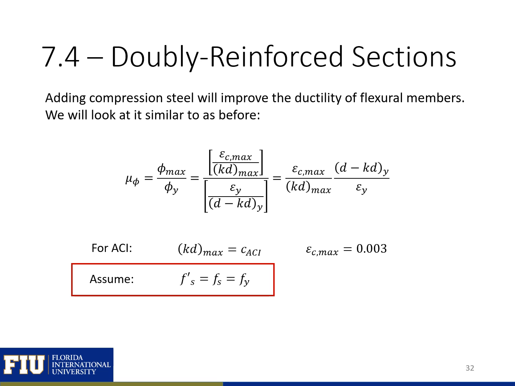We're going to look at how it improves the ductility of these flexural members using the same expression that we did before with our curvature ductility, relating our max curvature, or curvature at ultimate, to our yield curvature. And we're going to assume here that our compression steel is yielded. So just note that the equation we're going to derive assumes that our compression steel is yielded, which is often not the case.